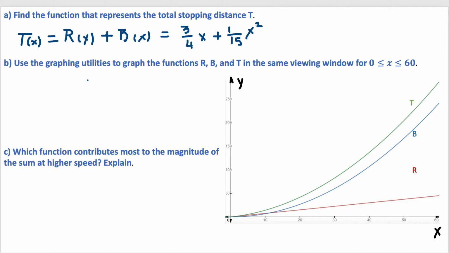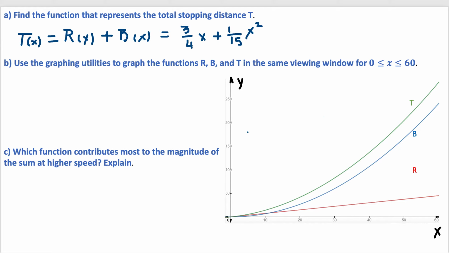So this is basically what we are answering in question A. Question B: use a graphing utility to graph the functions R, B, and T in the same viewing window, with the domain x between 0 and 160.